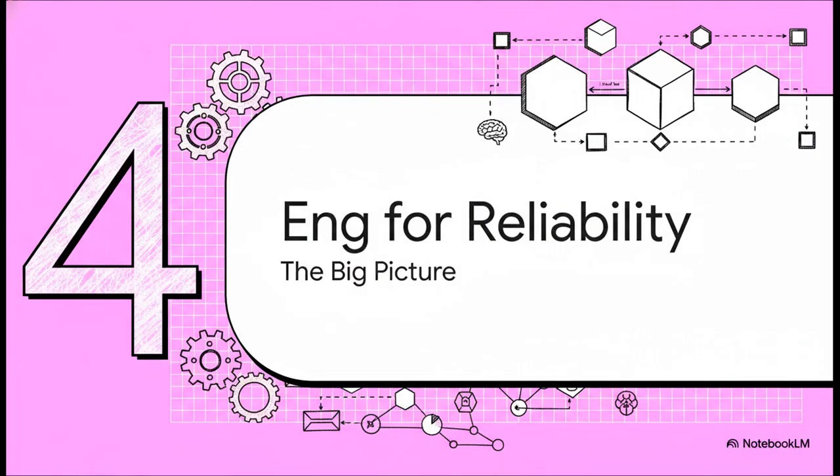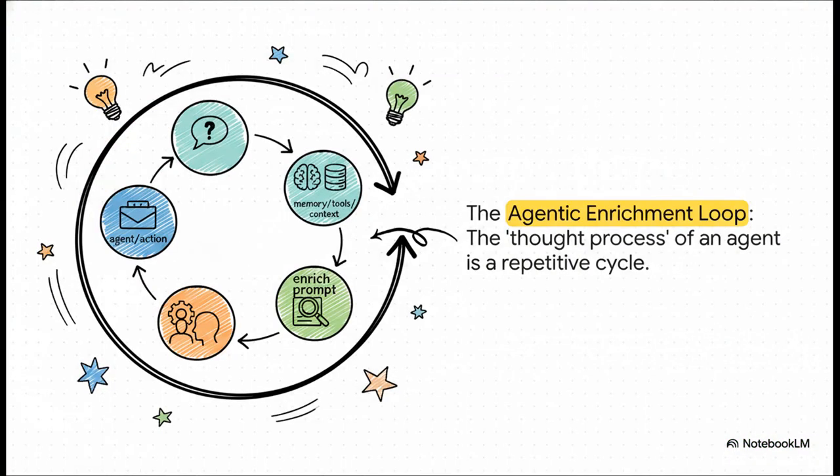Now, these patterns are fantastic for managing the logic, but they need to live inside a bigger, more robust system. So let's zoom out from the individual patterns and look at the overall engineering architecture. This right here, this shows the fundamental thought process of a single agent. It's in this constant cycle. It takes a prompt, it retrieves some context from its memory or a tool, it enriches the original prompt with that new info, and then it repeats. This enrichment loop is exactly how an agent builds the understanding it needs to do complex things.